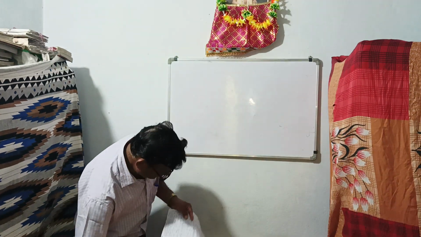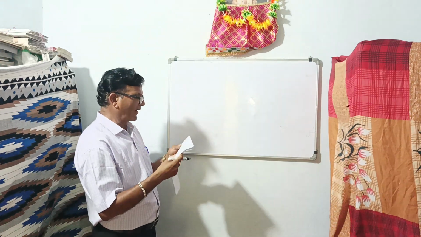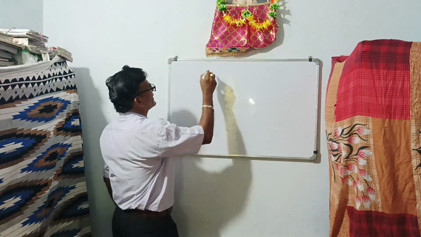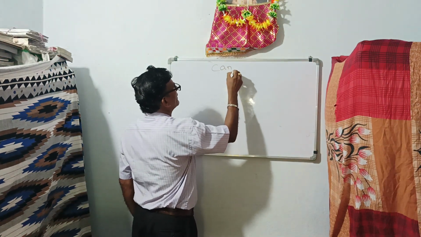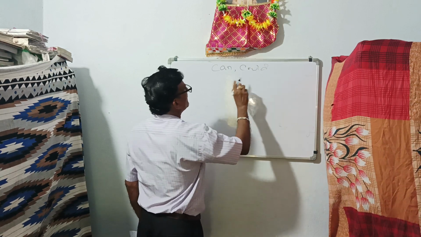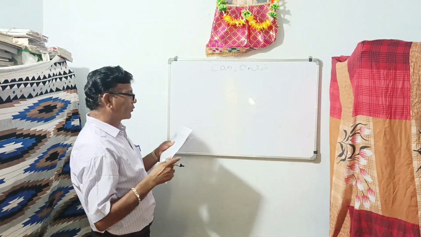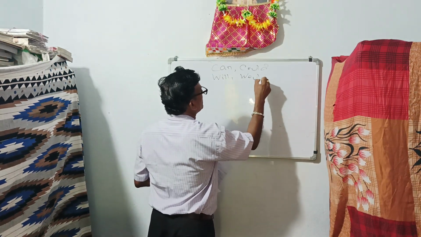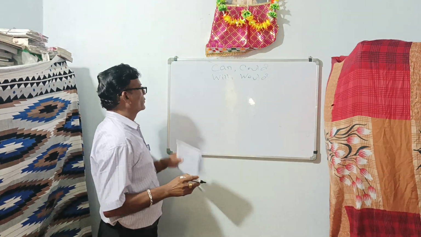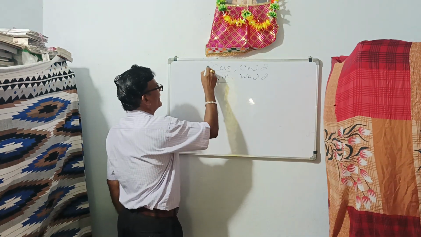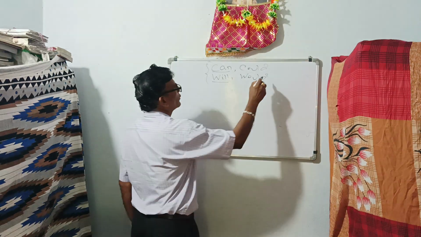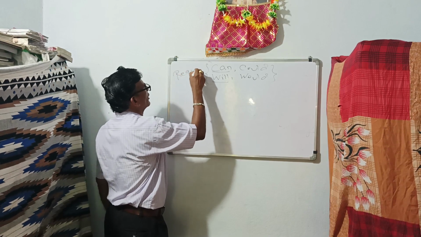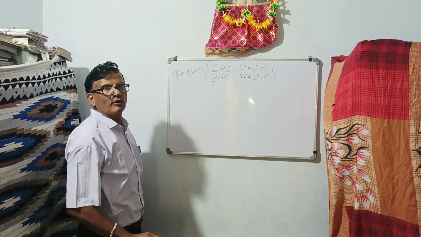Then let us go to another point, that is request. Can, could, will, would. Can or will are less polite verbs. Could, would are more polite verbs. They express request.